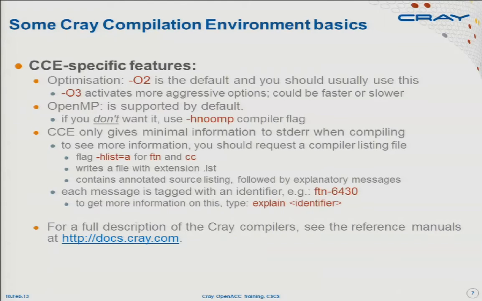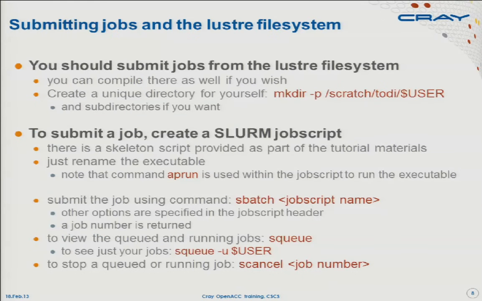It's a very good idea to look at this. It doesn't affect performance of your compilation, so it costs nothing. I would always generate this. It's really useful, especially for OpenACC. You do get some messages scrolling up the screen, but you get a lot more messages in this listing file. They all have a little tag. If you go back to the command line and you type explain, you can get more information about what that error message means. If you want to get the full compiler manuals, you can get them off the web.